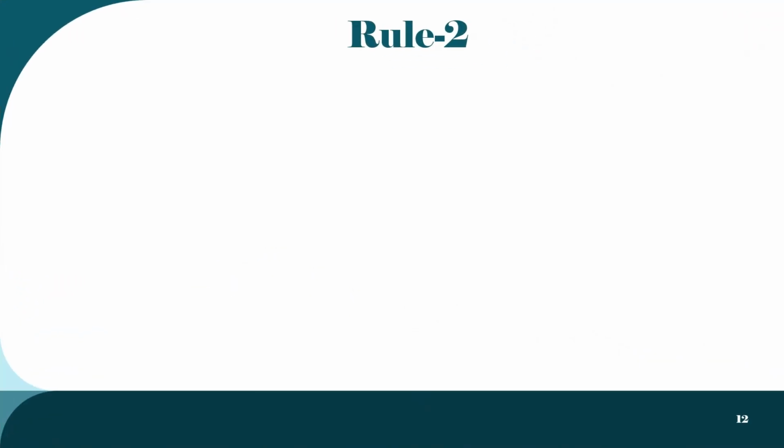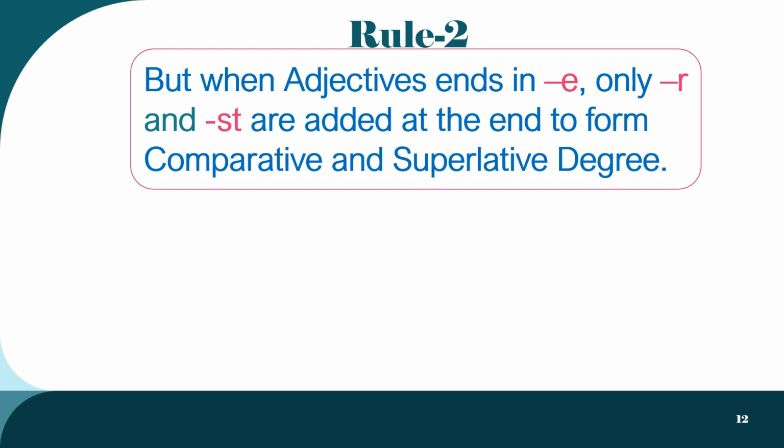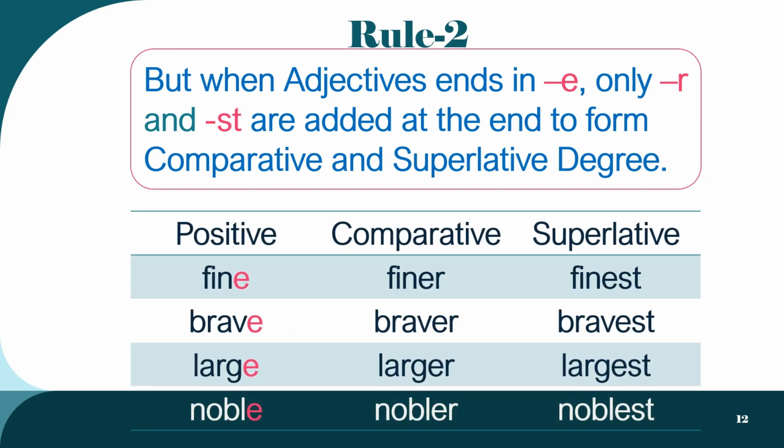Rule 2. But when adjectives end in e, only r and st are added at the end to form comparative and superlative degree. Examples are fine, finer, finest; brave, braver, bravest; large, larger, largest; noble, nobler, noblest.